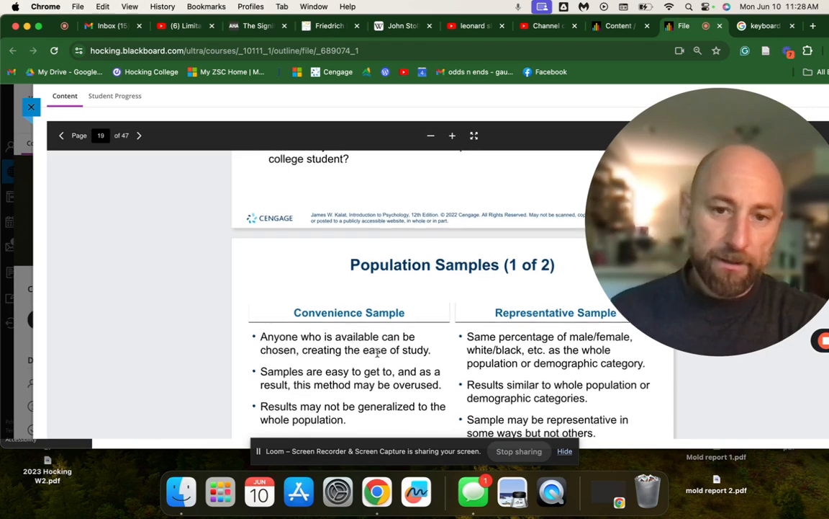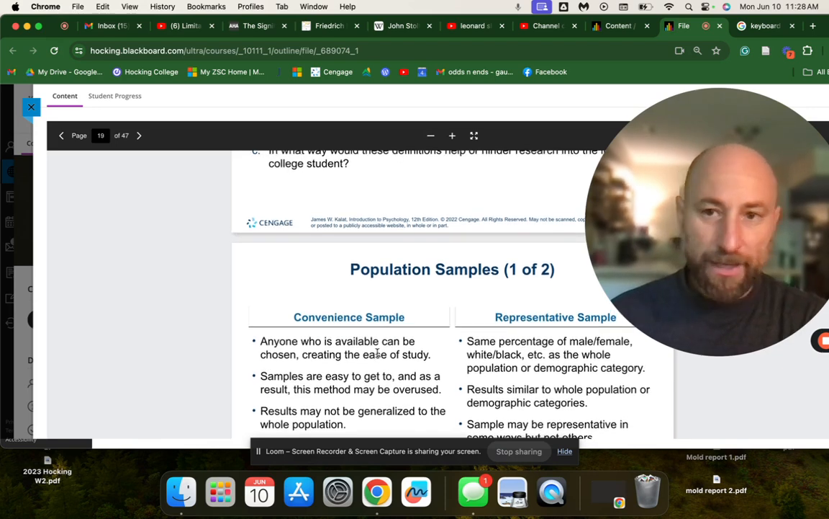Okay, let's talk about the difference between a convenience sample and a population sample, a representative sample.